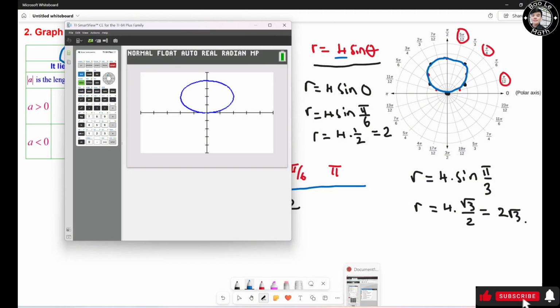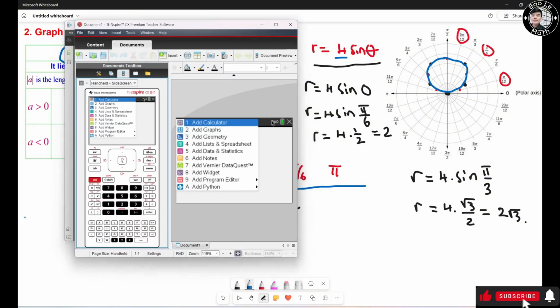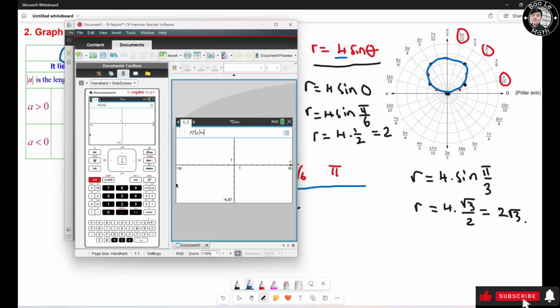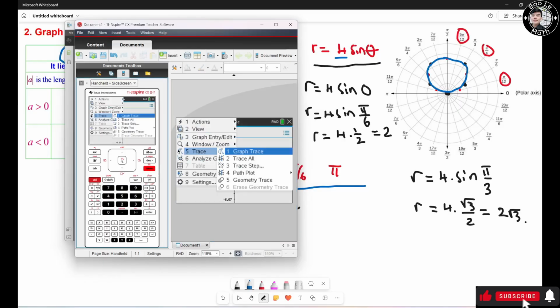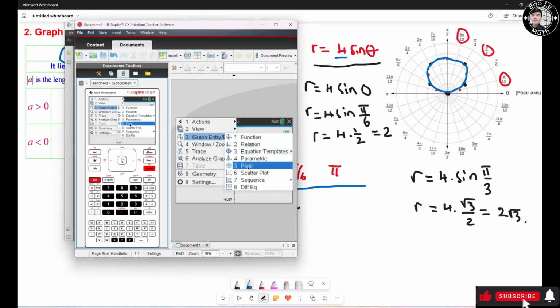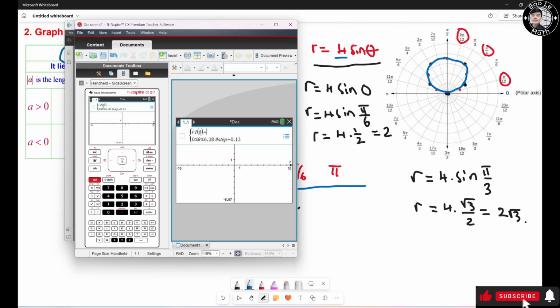Now if you want to use the TI-Nspire calculator, you just go to the home screen and hit add graph right here. Now you need to hit menu, number 3, graph entry, and number 5, polar. For r1(theta), we're going to hit trig, hit sine, and then theta should be this. It gives you the range of theta and the step right here. Now you just enter.